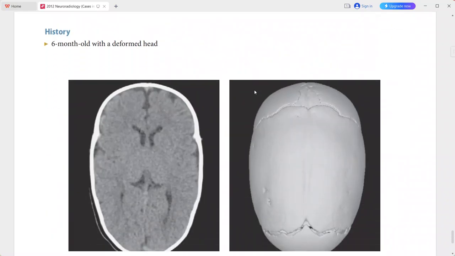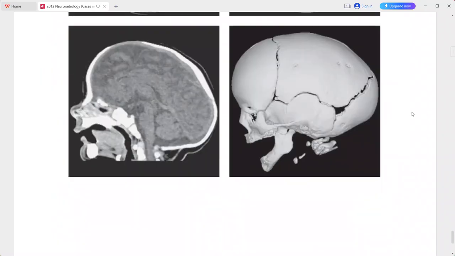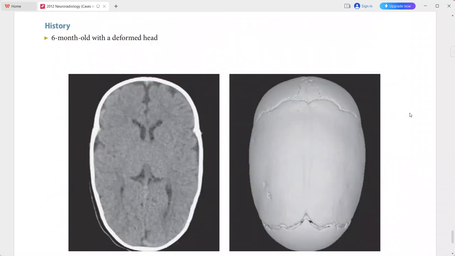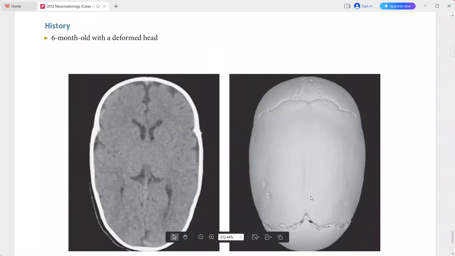Next is a 6-month-old patient presenting with a deformed head. These are the images. As you can see, this is an abnormally elongated skull, giving a scaphocephaly appearance, with increased anterior posterior diameter of the skull compared to its transverse diameter.